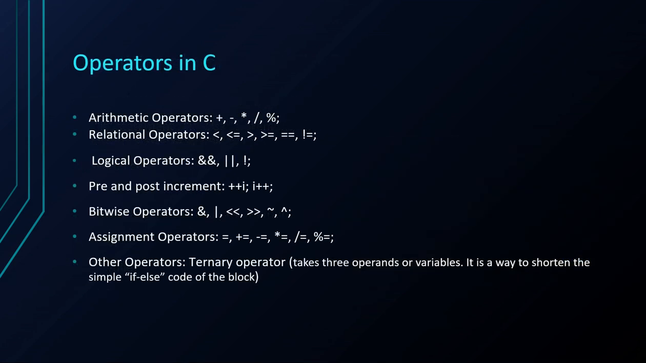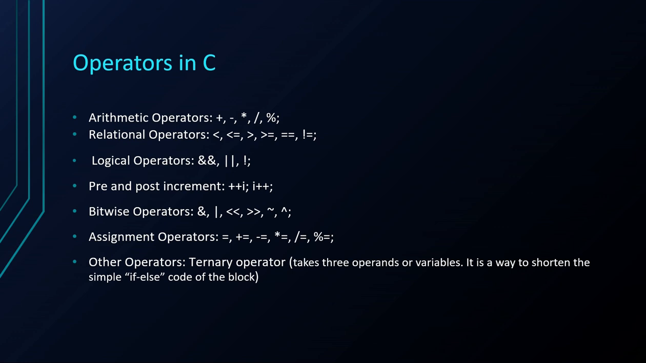Operators in C. We have arithmetic operators like addition, subtraction, multiplication, division operator, and modulo operator. We also have relational operators, and these are less than, greater than, less than or equal, greater than or equal, equals to, and not equal. Logical operators: and, or, not.